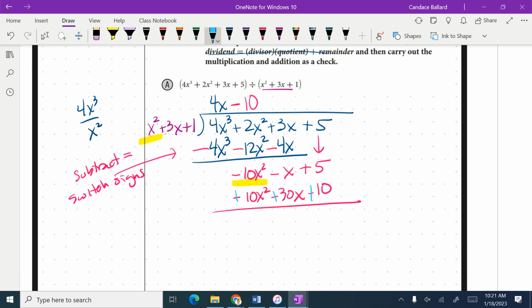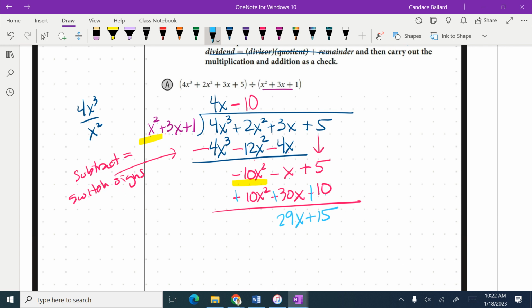Every time we do this, we set it up so this first term should cancel. It should always be 0. Did we get it 0 again? Yeah. Okay. Negative x and positive 30x. 29x. And then 5 plus 10. Good. I cannot divide an x squared into an x, right? I would make a negative exponent, right? So I'm not going to do that. So we stop here. That's the remainder.